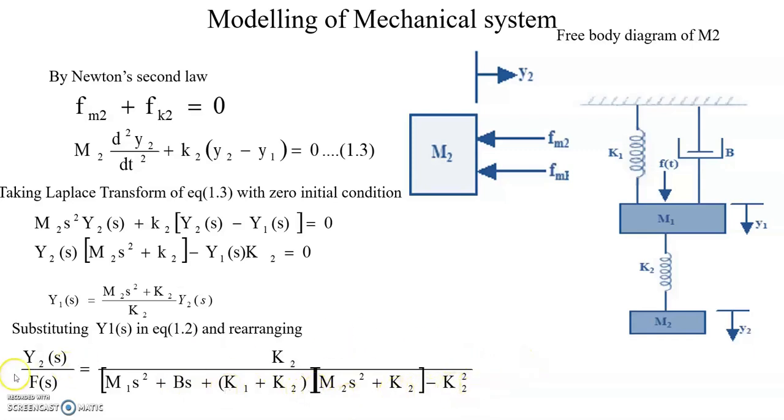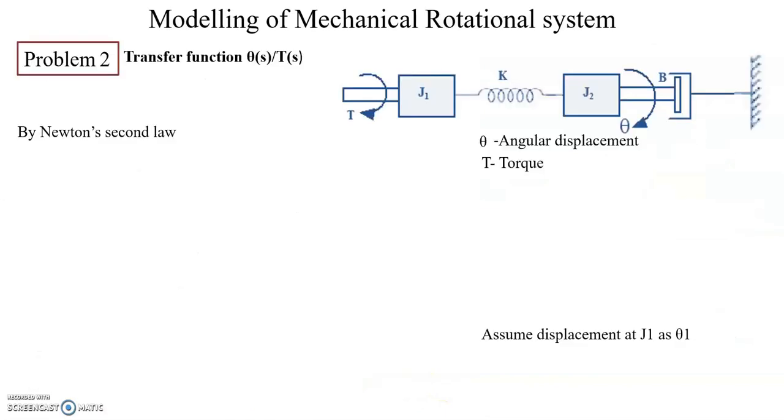So this is the final transfer function for the given mechanical translation system. Next we'll move on to the second problem. This problem is the modeling of a mechanical rotational system example.